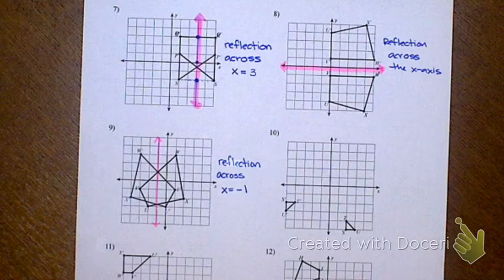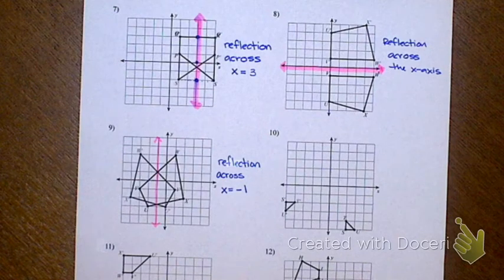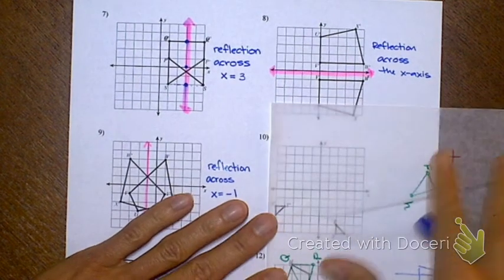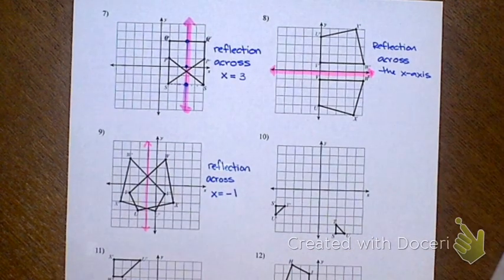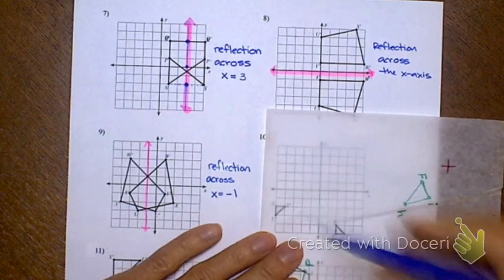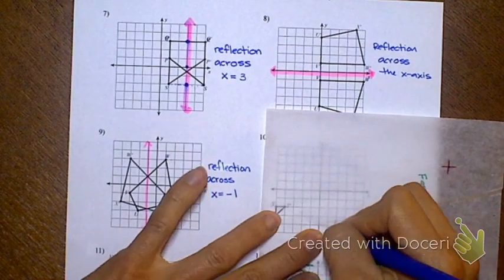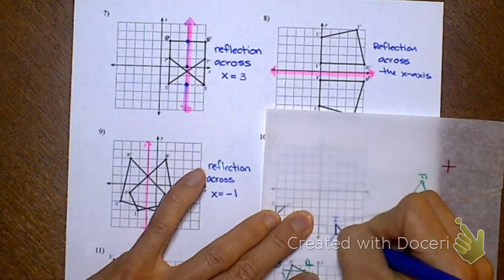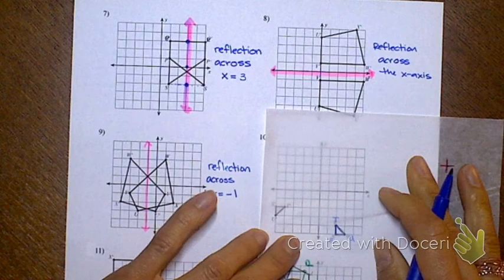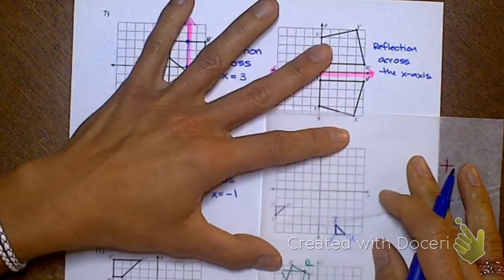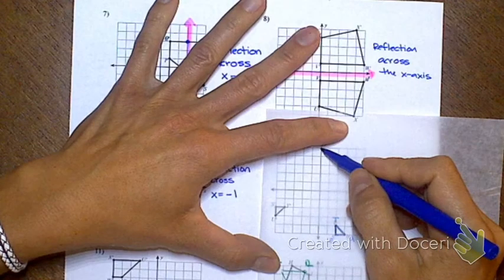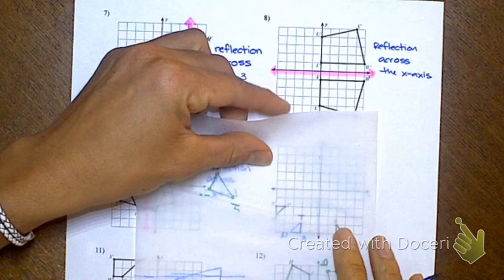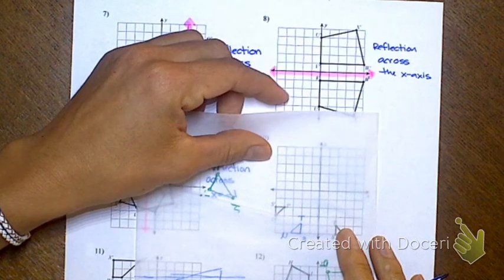Okay, let's take a look at this one. Let's trace our original. Which one's our original, the one on the right or the one on the left? The one on the right, this one, right? This is my original figure. At first, I'm like, maybe this is a reflection. Maybe it's reflecting over this line. So if I try to flip it, does that end up overlapping?